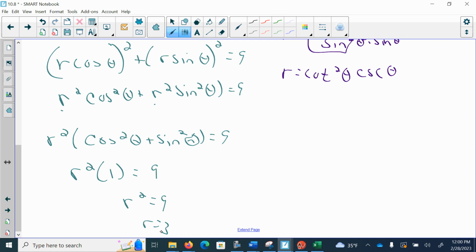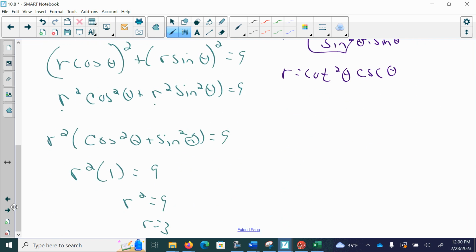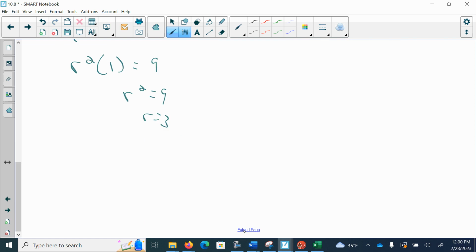No, this one's telling me, like, if I go up here, before we even talked about polar, and I give you x squared plus y squared is equal to 9, you would tell me it's a circle, right? So what this is saying is that it doesn't matter what the angle is, the radius is always 3. So think about it, if my radius is always 3, then this is what I'm drawing, this circle right out here. Doesn't matter what the angle is.